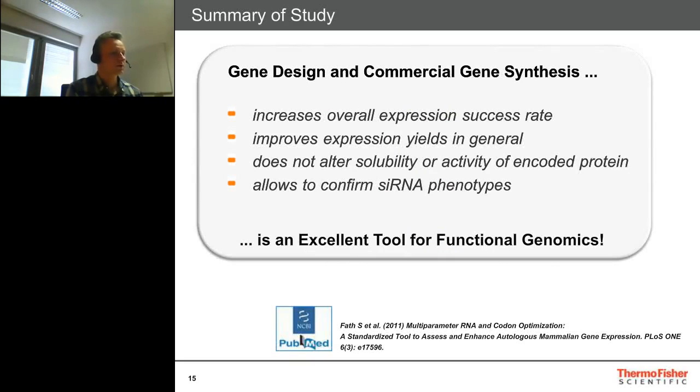So to summarize the study a little bit, gene optimization increases the overall expression success rate, as I showed you. It improves the expression yields in general, and it does not change the solubility or activity. What I did not show is that it also allows you to confirm siRNA phenotypes. So that's really a good tool to increase your project success and your expression yields, right? And the study is published, by the way, and it's freely available via PubMed.